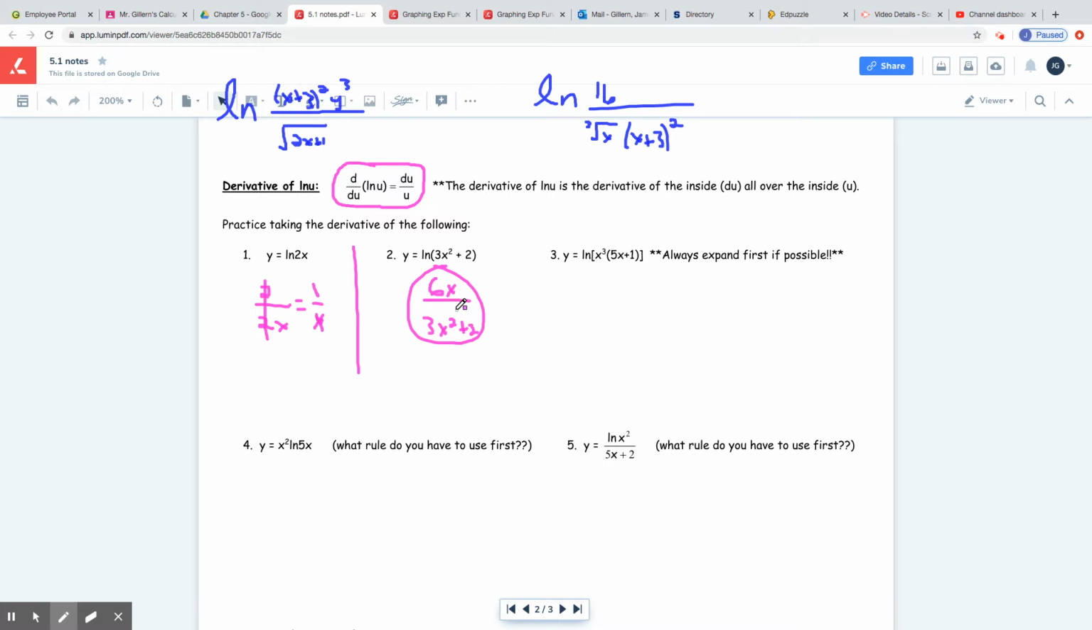The nice thing is you don't have to memorize it, because you can look at your formula sheet and you're going to see du over u. And u here is the inside of whatever comes after the natural log. So you're taking the derivative of that over whatever that is.